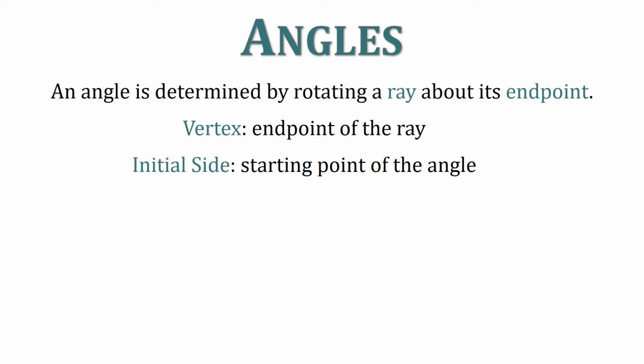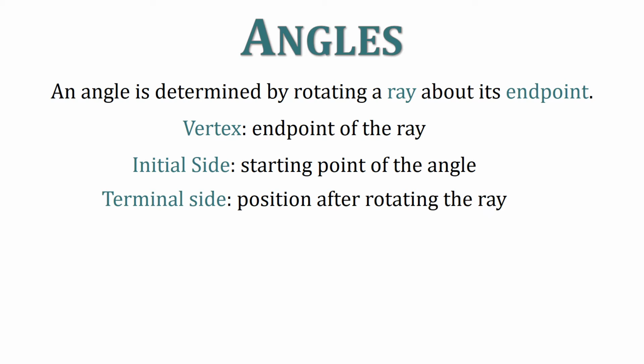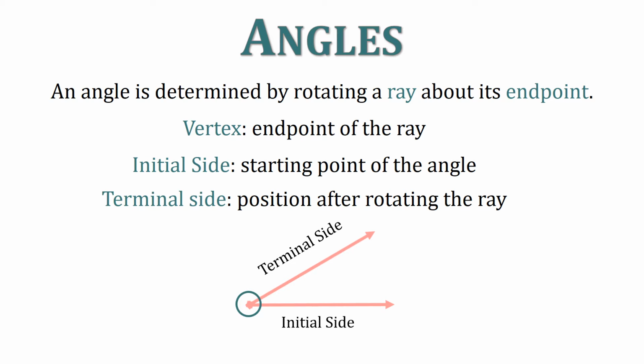The initial side is the starting point of the angle, and the terminal side is the position after rotating the ray. So let's see what this looks like. Here is our ray. Now we are going to rotate, okay, that's our initial side. Now we're going to rotate this. Where it ended up is our terminal side. And where the two rays meet is our vertex.